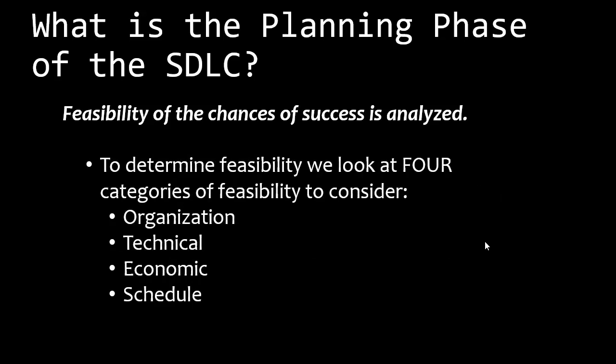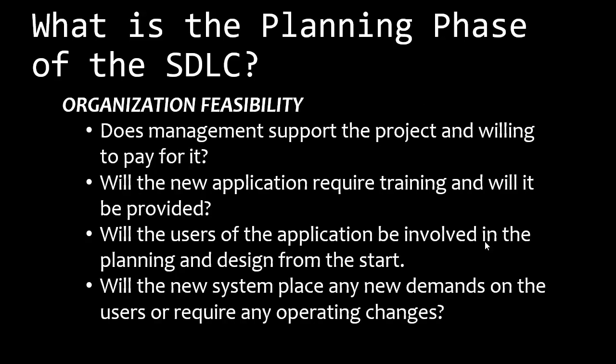When we talk about feasibility, we look at four distinct categories to consider. This is from the Shelley Cashman book that we're referencing for this class. I like these though: organizational, technical, economic, and schedule. Based upon these four categories, we ask questions. You're probably asking yourself right now, Bob, what questions? Okay, let's get there.